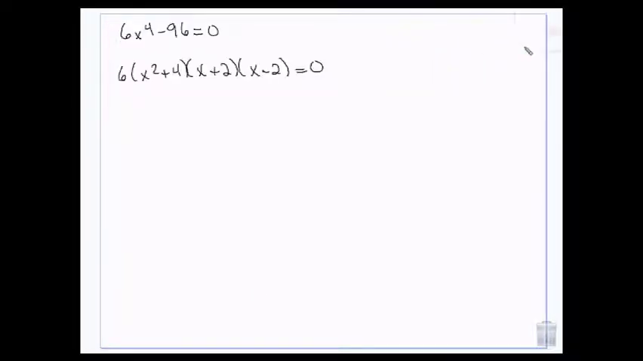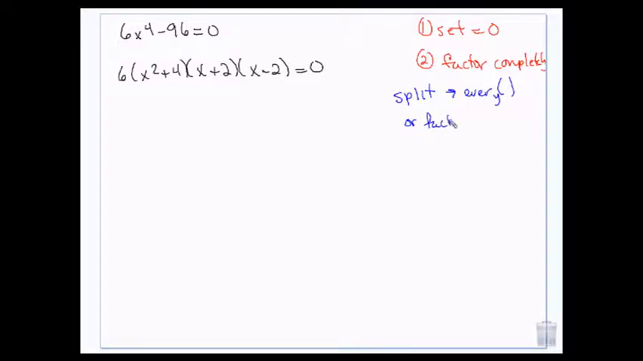Solving equations. Okay, the first step to solving equations is you have to set it equal to 0. Then the second step is you factor it completely. Well, we already factored this one just now, so I'm going to use that same example. So it's already set equal to 0. That's good. We have factored it completely. The next thing you do is you split it, and every parenthesis or factor gets set equal to 0.